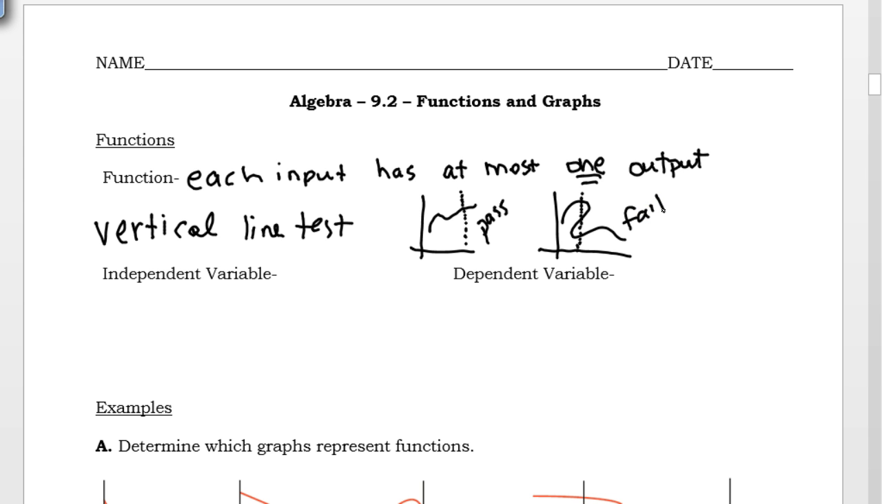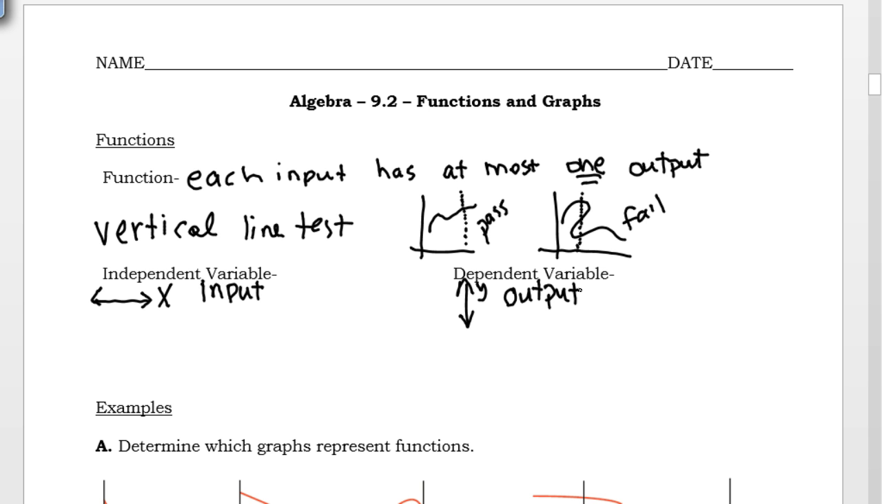The independent variable always goes along the horizontal or the x-axis. It's the input variable. The dependent variable always goes along the y or the vertical axis. That's the output variable.